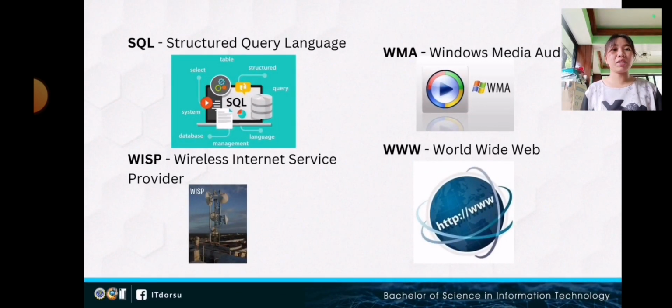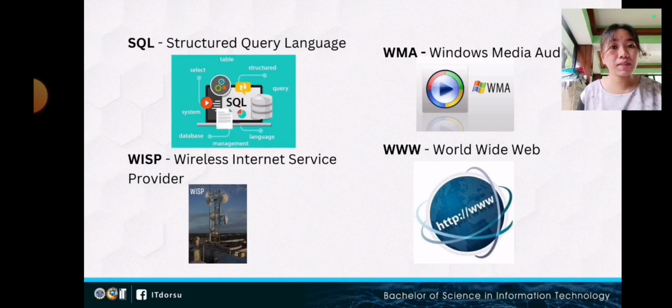Then the next one is SQL or Structured Query Language. It is used to communicate with the database. SQL or Structured Query Language statements are used to perform tasks such as update data on a database.